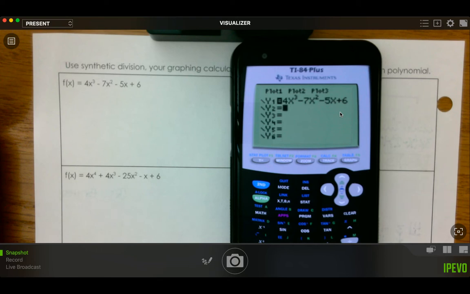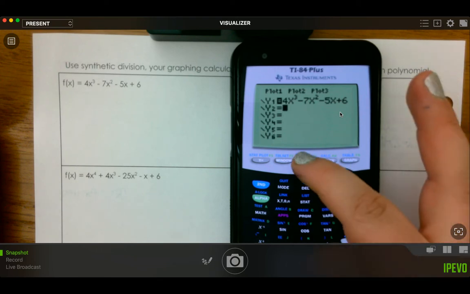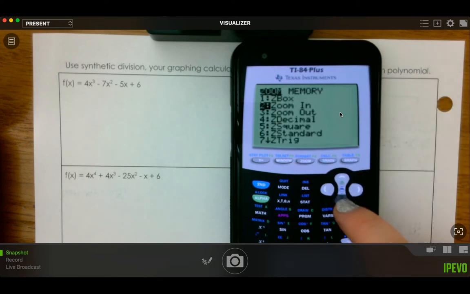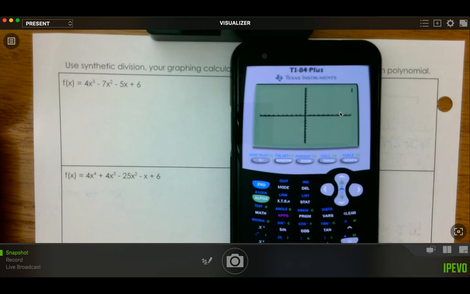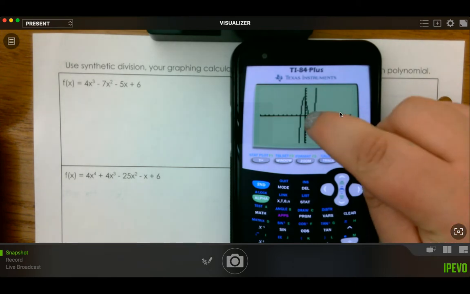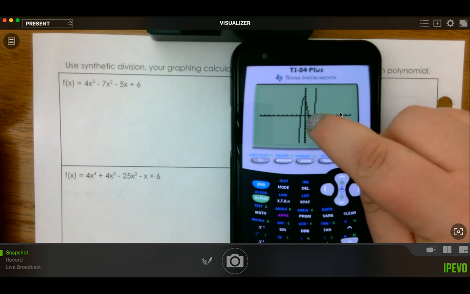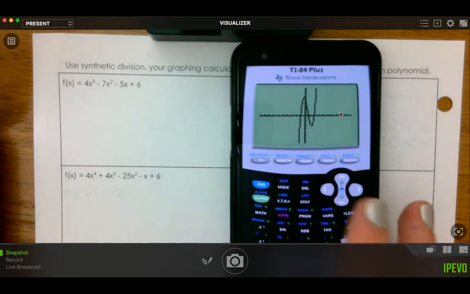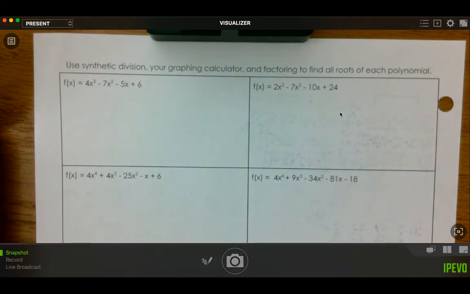And then instead of hitting graph, go to zoom first. Come down here and pick a Z standard, or just hit the number 6 is fine. All right, so it looks like it might cross right here at -1. It crosses almost at 1 right here, but it looks a little off, so that might be a fraction. And it looks like it might cross here at 2. I'm going to start with the -1.